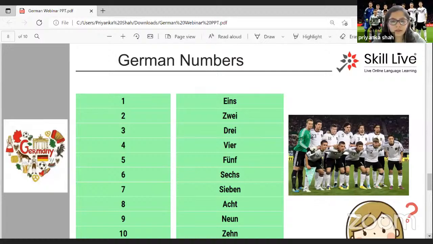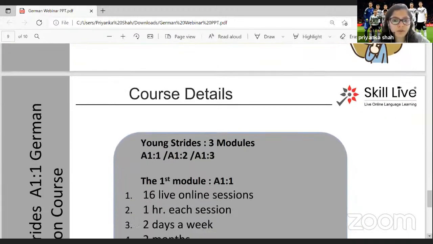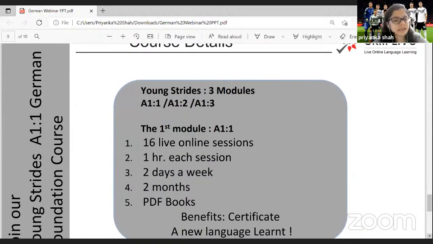So, this is a small glance on the German language. What are we going to do in the course? So, the course has 16 online sessions, 1 hour each and 2 times in a week. So, it goes on for 2 months.